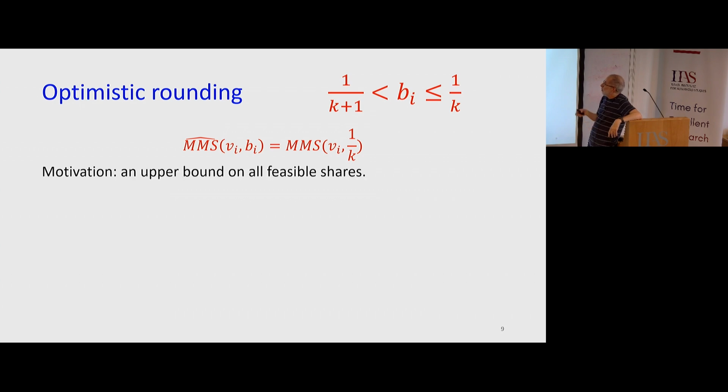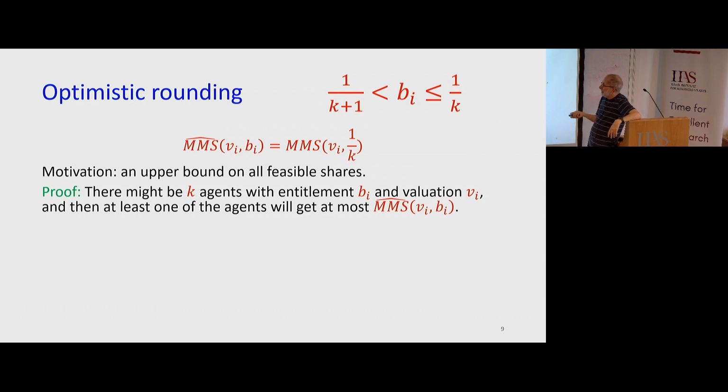And what's the motivation for this optimistic rounding is that it's conceivable that it is an upper bound on all feasible shares, meaning that any share that you can think of, if it is a feasible share, meaning that you can always give the agents their share value, it cannot be larger than this. So this is maybe some universal upper bound.